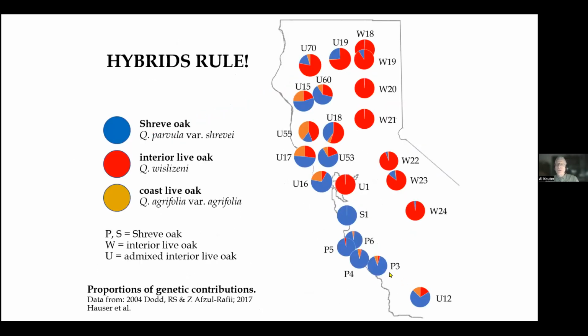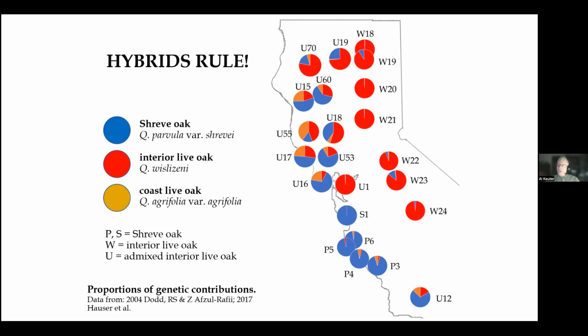And maybe this pie chart makes it a little clearer, where we show the composition contributed by the Shreve oak, interior live oak in red, coast live oak in brown, and look where they lie geographically. So let's look first along the Sierra Nevada foothills, and we see mostly red. That's going to be interior live oak. I guess that's why they're called interior live oak. And if we look at our neck of the woods here, south of San Francisco, we see mostly Shreve oak contribution. Though the more south you go, you get a little more coast live oak.